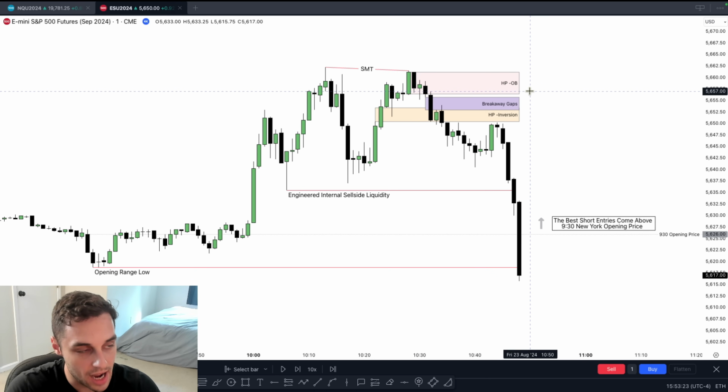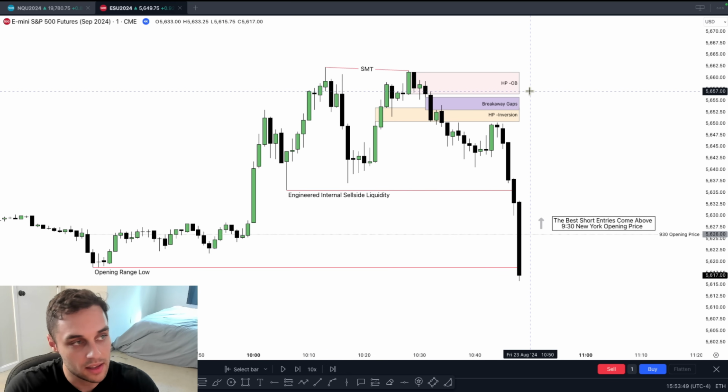You're waiting for high probability, clear algorithmic signatures where you can say, okay, I want to see this occur. I want to see this remain open. I want to see us attack the engineered sell side liquidity from the narrative that I have built. Okay, so you're not greedy with every trade you take in terms of I'm holding this for 1,000 points, but you're greedy in terms of what you demand from your high probability setup.